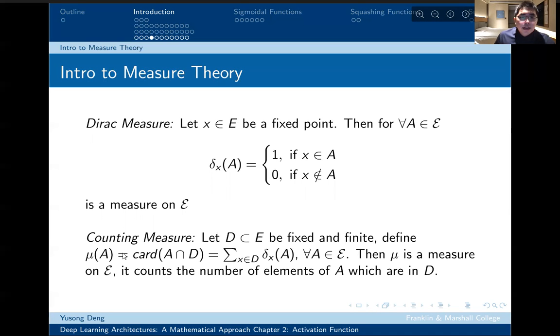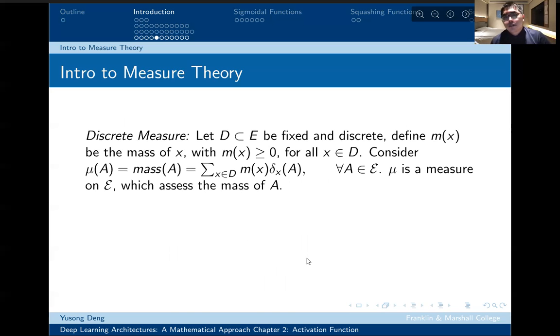Another measure is what we call the counting measure. If D is a subset of E, fixed and finite, define mu of A as the cardinality of A intersect D. The mu is a measure on epsilon, and it counts the number of elements of A that are in D. Those are two measures which are not always referred to when we have a discussion in the neural network field, so we skip them quickly.